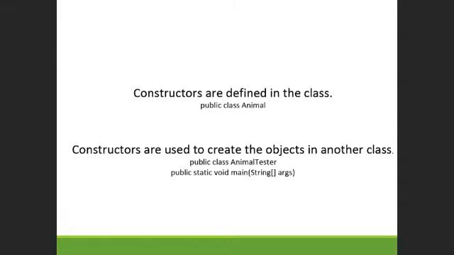Whenever we're working with classes and objects, you can probably guess this, but at this point, we are working with more than one Java file. So our constructors are going to be in the Java class that are defined as that class, so public class animal. Our constructors are going to be used in a place to create objects from another class. So the example I have here is the public class animal tester, and that has a public static void main. Inside of that class is where we're going to create instances of animals, so tigers, lions, bears, oh my, all inside of that main method.